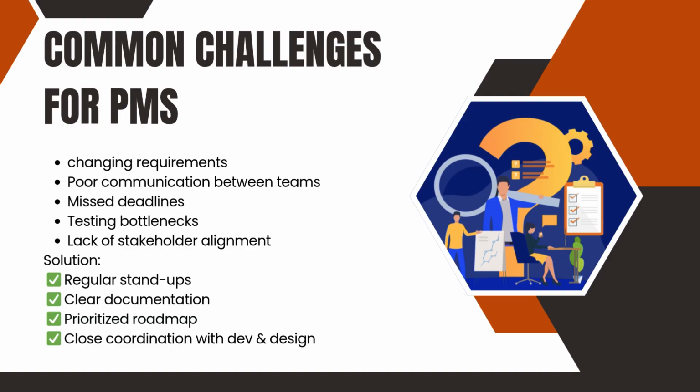Alright, now let's talk about the real stuff, the challenges product managers often face during the SDLC. Everything sounds smooth on paper, but when the project actually begins, things can get tricky. Here are the top 5 challenges most PMs run into and how to handle them. The first one is changing requirements, and the second one is poor communication between teams. Third is missed deadlines. Fourth is testing bottlenecks. Fifth is lack of stakeholder alignment. The solution is regular stand ups, clear documentation, prioritizing the roadmap, and close coordination with dev and design.